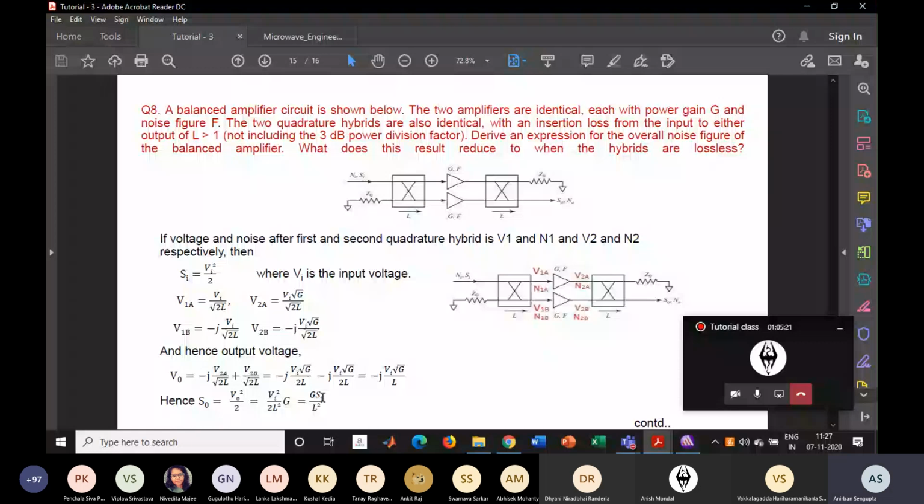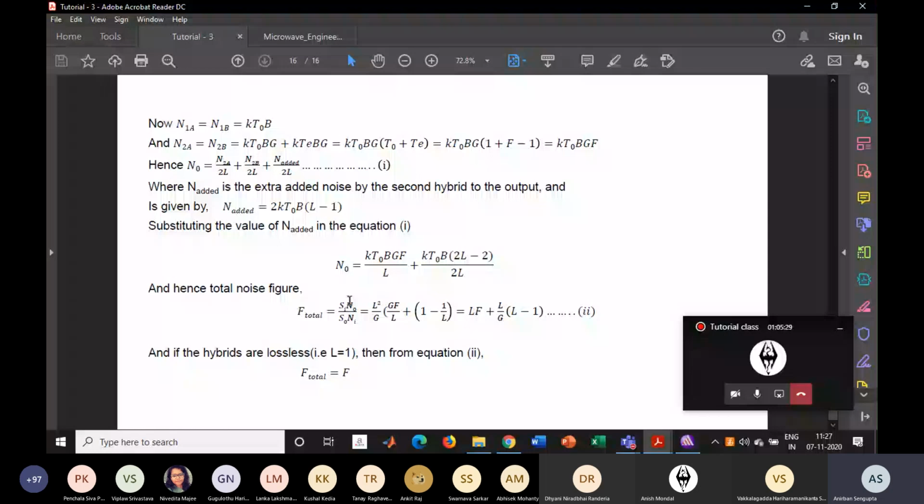Now N naught by Ni. Ni is K T naught B. If you take K T naught B common and divide by K T naught B, that will cancel out. It will come out as G F by L plus 1 minus 1 by L, which will simplify as L F plus L by G into L minus 1. So this is the overall noise figure equation.